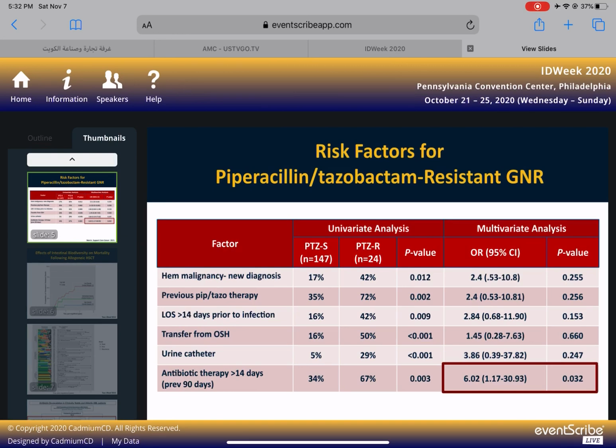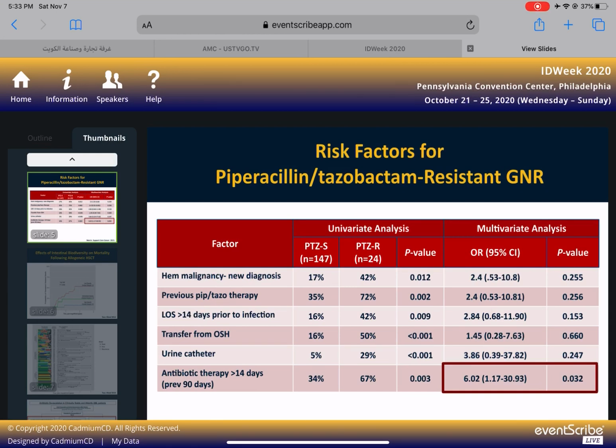So we took our antibiogram data one step further, and we asked ourselves, what are the risk factors associated with somebody getting a gram-negative infection with a piperacillin-tazobactam resistant organism? Piperacillin-tazobactam is currently our go-to drug for AML patients that develop fever and neutropenia. And we conducted a little study, and we ended up finding 6 factors on univariate analysis that were associated with development of a piperacillin-tazobactam resistant gram-negative infection.